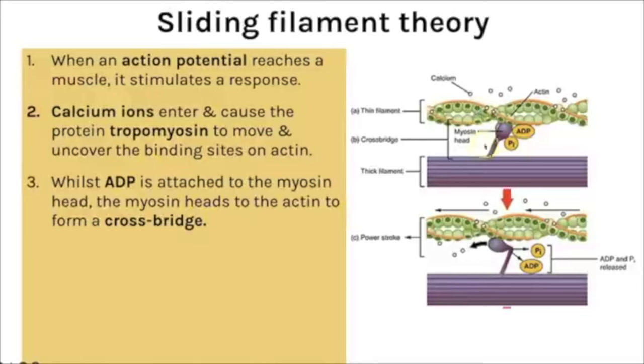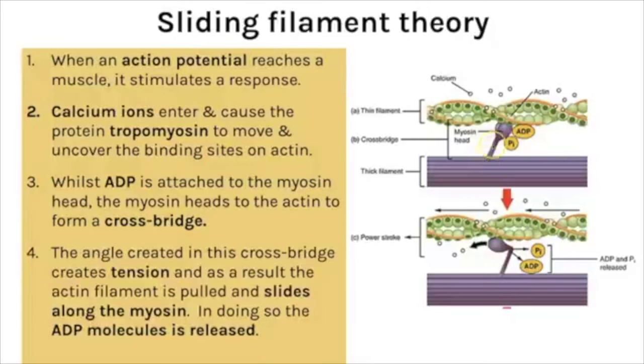Whilst ADP is attached to the myosin heads, which we can see here, the myosin head is able to bind to these exposed actin binding sites, and it forms what we call a cross bridge. The angle that this creates with the myosin head binding is going to result in some tension, and that causes this pulling or sliding action of the actin along the myosin. And we call that the power stroke, which we can see just here, when that head causes the actin to slide along. Now, in that power stroke action, the ADP and Pi are released.